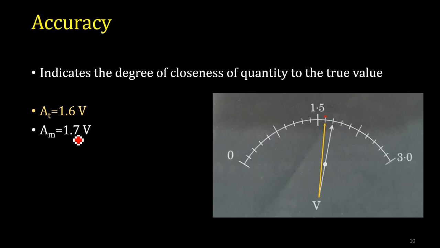So the measured value can be different from the true value. It happens if your instrument is not accurate. If your instrument is accurate, you should get your measured value equal to the true value. In such a case, you can say that your instrument is highly accurate.